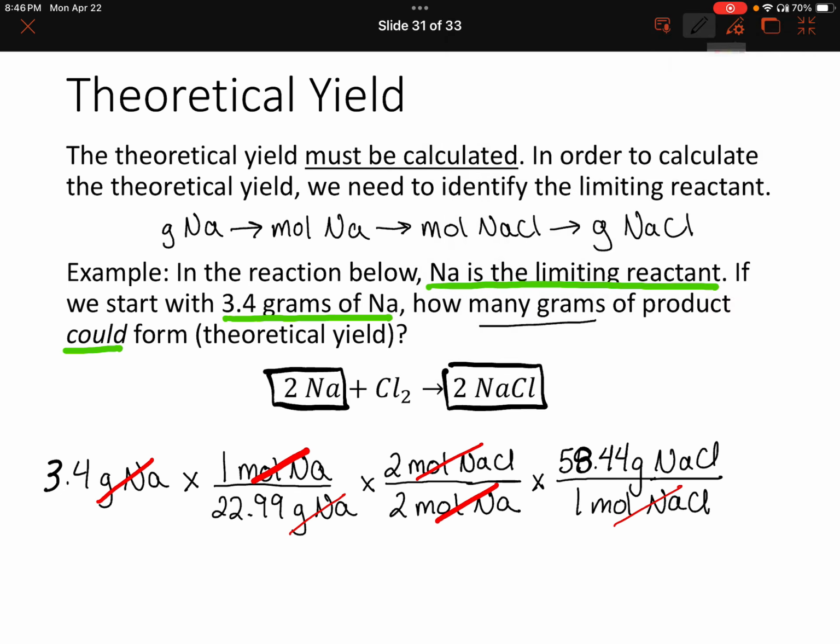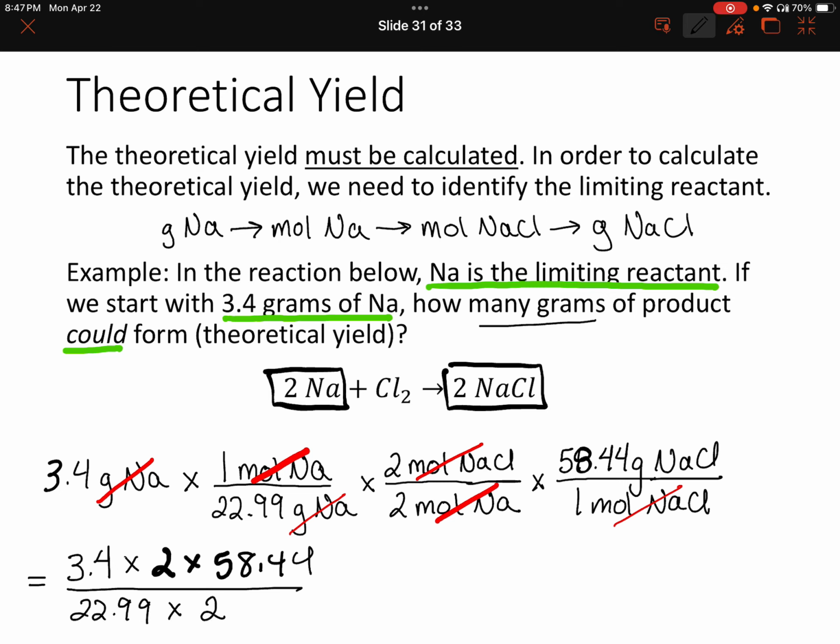Okay, so let's simplify the math. If we go across the top, we have 3.4 times 1. I'm just going to leave the 1 out because that just gives us the same answer back. And then next we're multiplying that by 2, and then by 58.44. In the denominators, we have 22.99 times 2, and then times 1. Again, I won't include the 1, we can just skip that. And then our final unit is grams of sodium chloride.